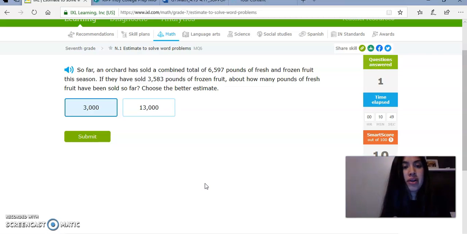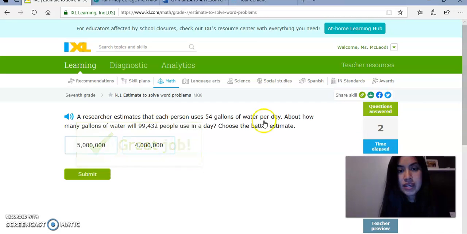Another reason why they probably throw 13,000 in there is to trick you. So you might think, oh, total, add. I'm going to add them. I'm going to get 13,000. So be very careful. Make sure you read carefully and summarize as you read, so that way you know what operation to do. So in this case, it's 3,000, and then we're going to submit, and then we have it right.